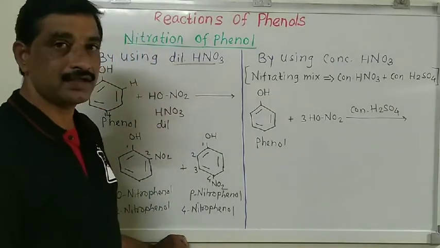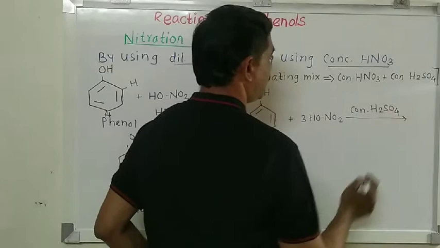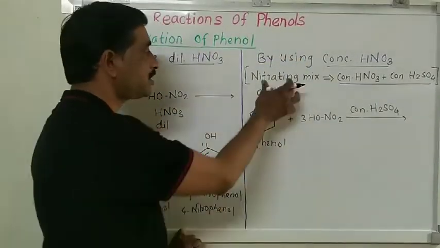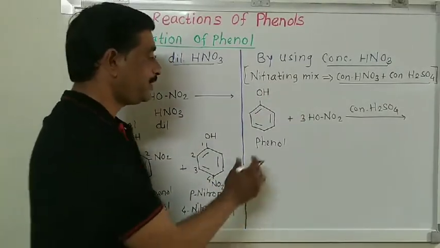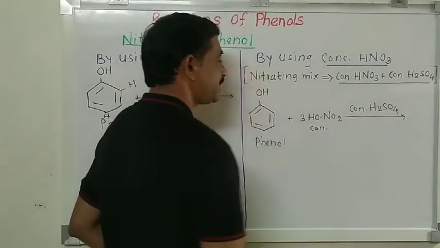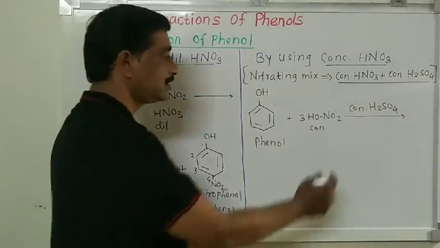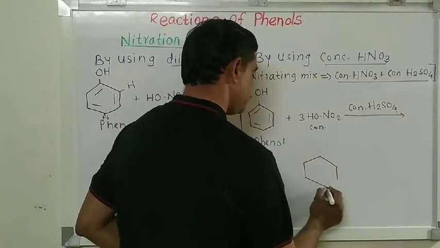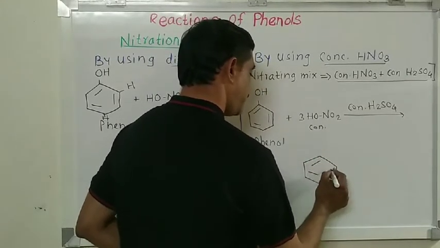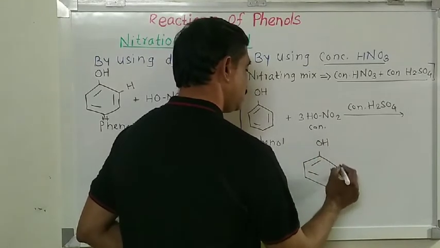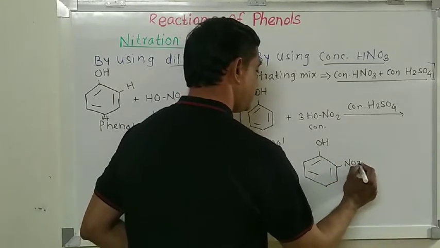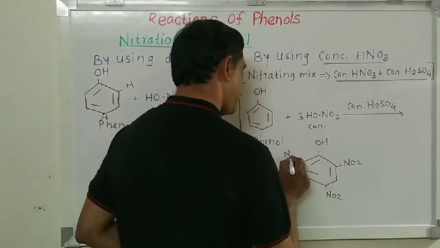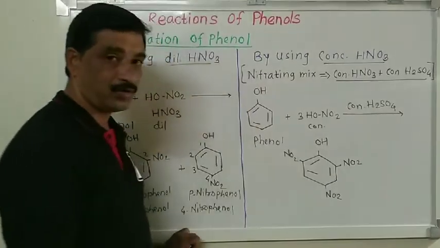Similarly, when the nitric acid is taken in the concentrated form and the mixture of nitric acid and sulfuric acid is used, then such a mixture is known as nitrating mixture. And when phenol is reacted with concentrated nitric acid in presence of sulfuric acid, then a vigorous chemical reaction takes place and we get the product by replacement of hydrogen atom from all ortho and para positions of the same molecule of phenol.